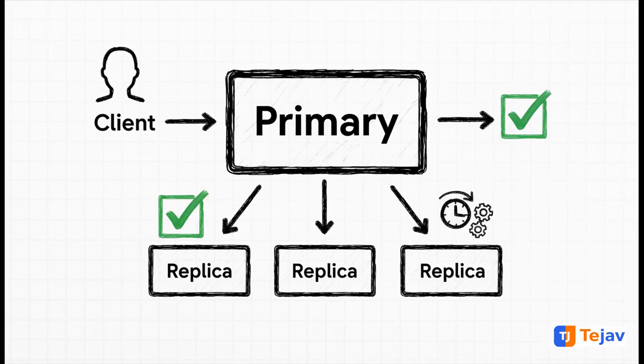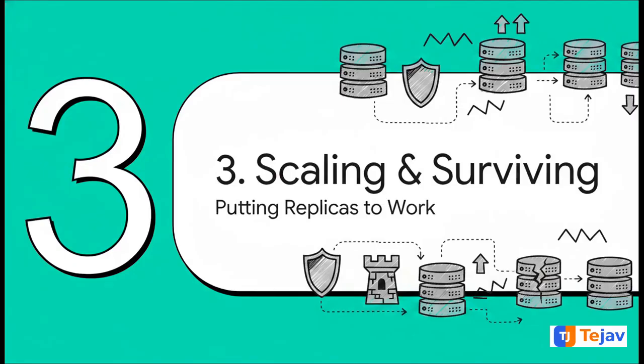And here's a little pro tip for your interview, something that'll show you've really done your homework. You can bring up the hybrid model, semi-synchronous replication. The idea is simple. The primary doesn't wait for all the replicas to respond. It just waits for at least one. This gives you a much better balance between keeping your data safe and keeping your application fast. It's a fantastic compromise.